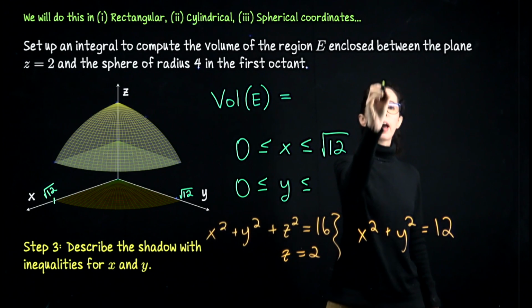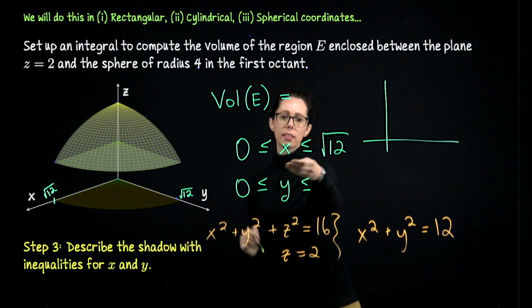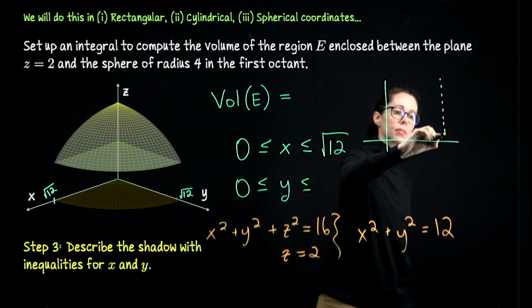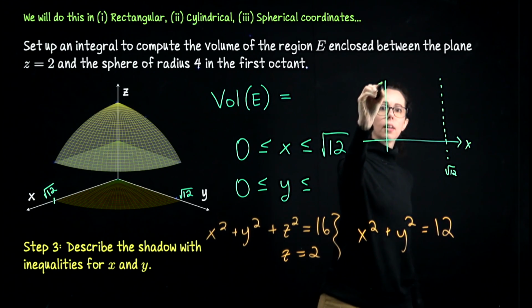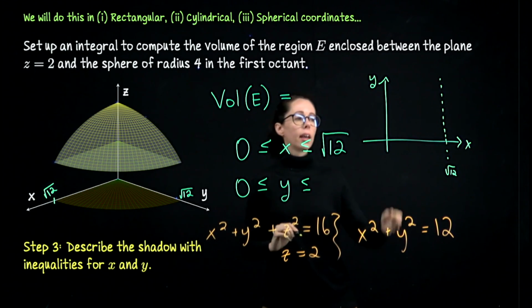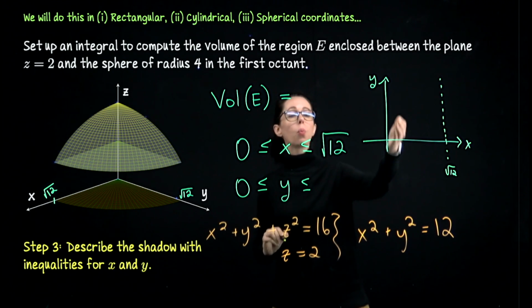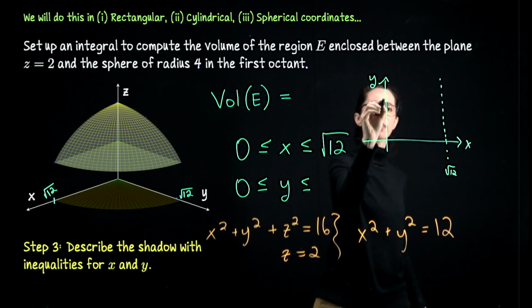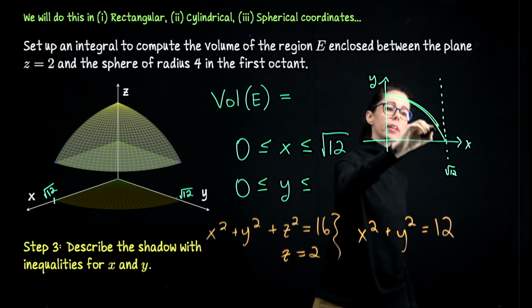So once I have picked x to be the variable bounded between two constants, I now need to say, how for any such choice of x between 0 and the square root of 12, what values y takes. Okay, let me say that again in just a second. First, I'll draw a picture. Okay, this was supposed to be a quarter disk.